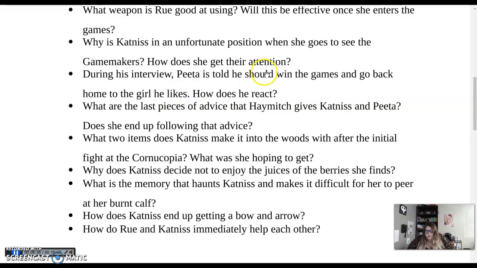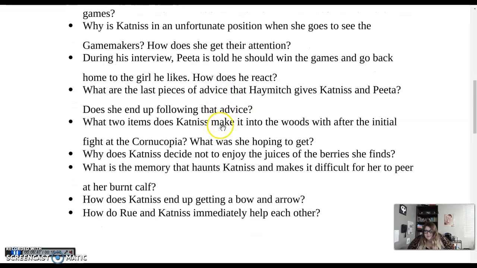During his interview, Peeta is told that he should win the games and go back home to the girl he likes. How does he react? He tells them that he can't do that, he can't go back home to the girl he likes because the girl he likes came with him, meaning it's Katniss.